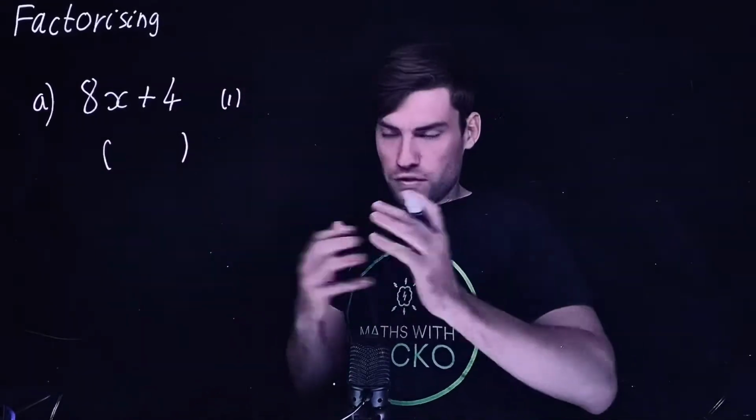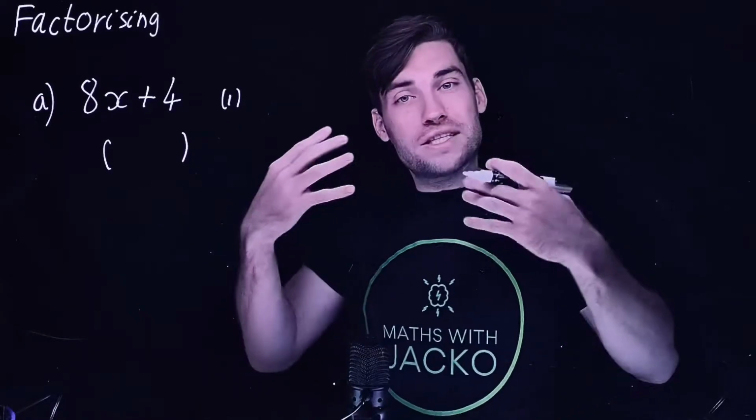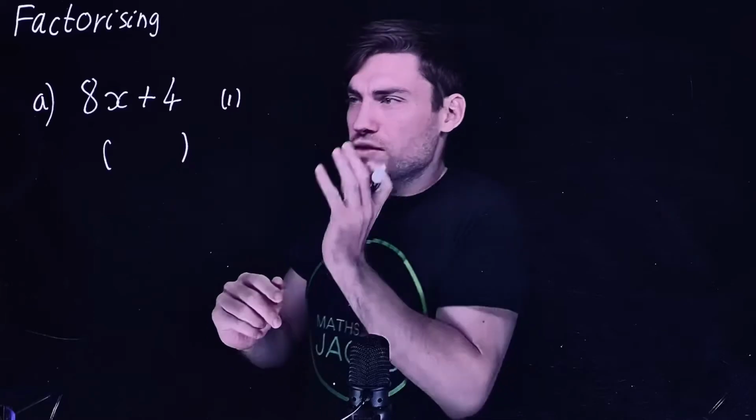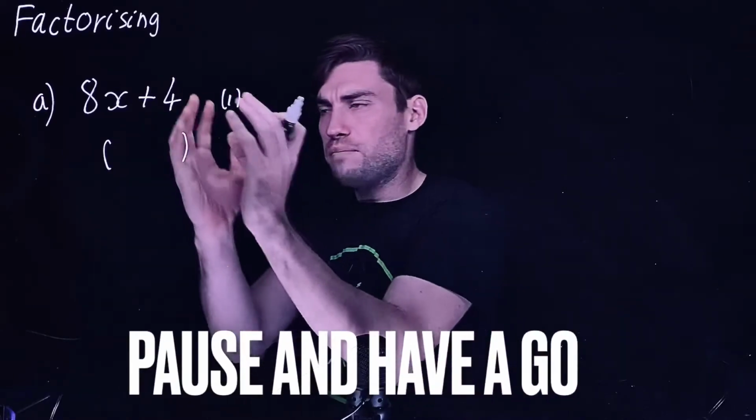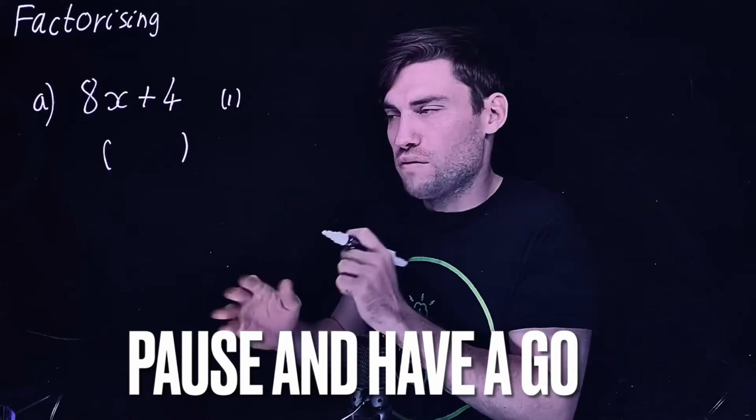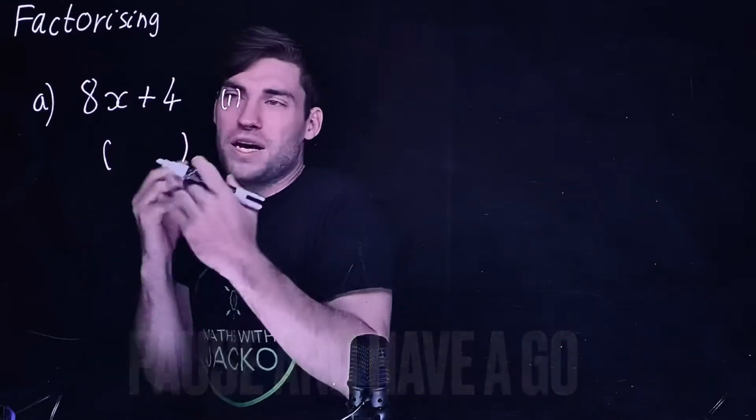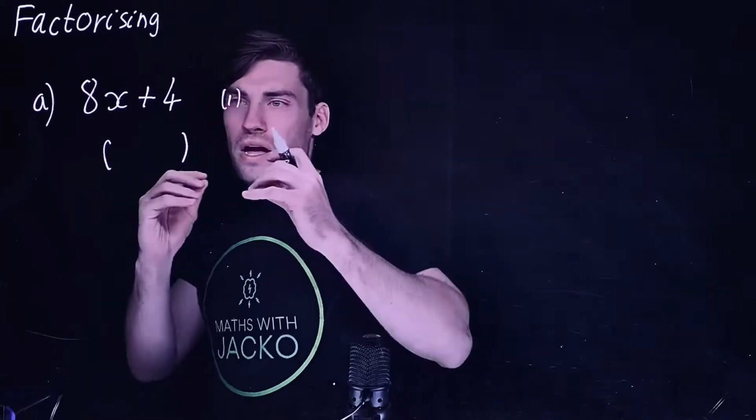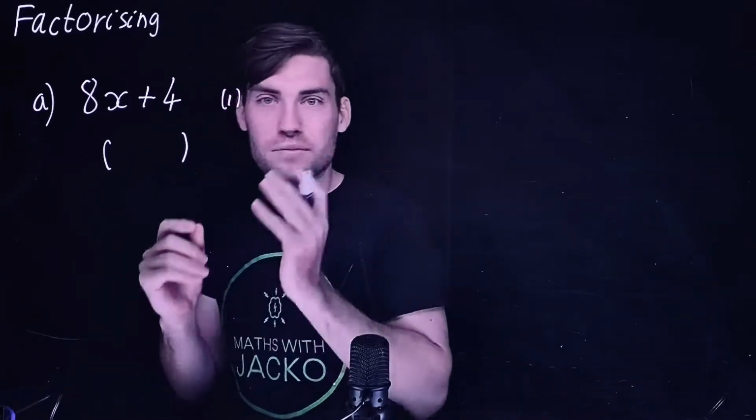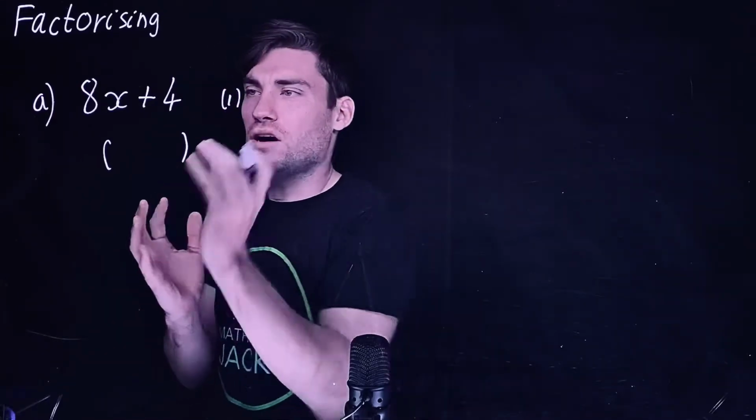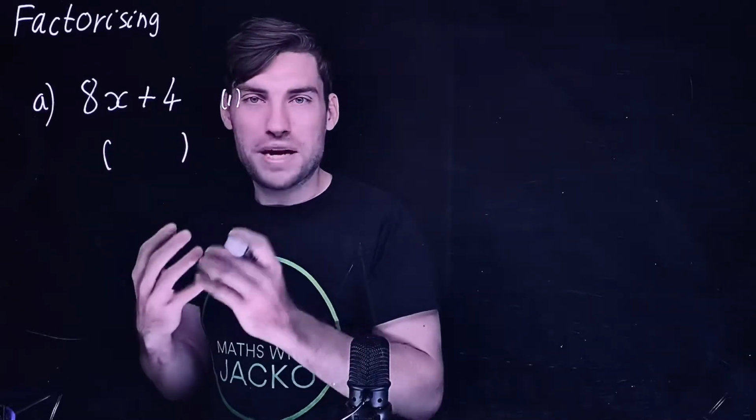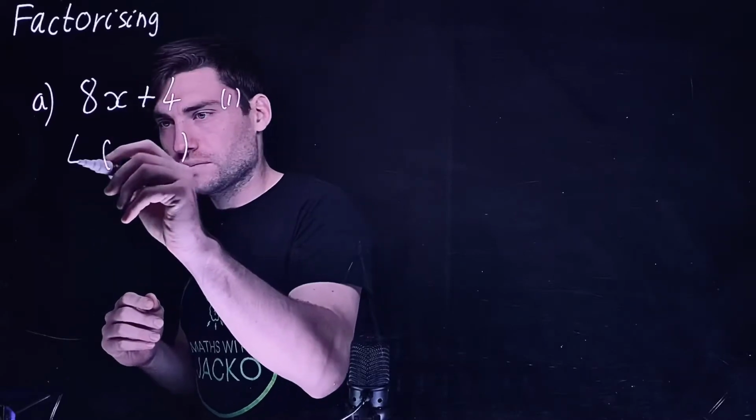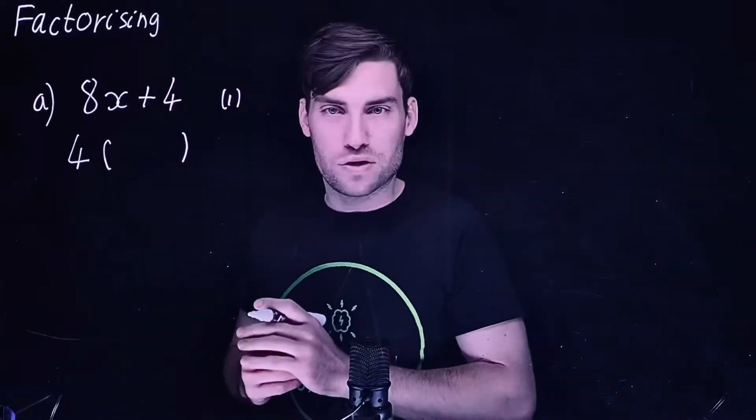It does help if you've watched the video from before on expanding brackets. You are doing the opposite of that. So if you think you know, pause it and see if you can put that into brackets. Your skill here is thinking about what's the biggest number, the highest common factor of 8 and 4. What's the biggest number that goes into both numbers? That is 4, so that number goes on the outside of the bracket.